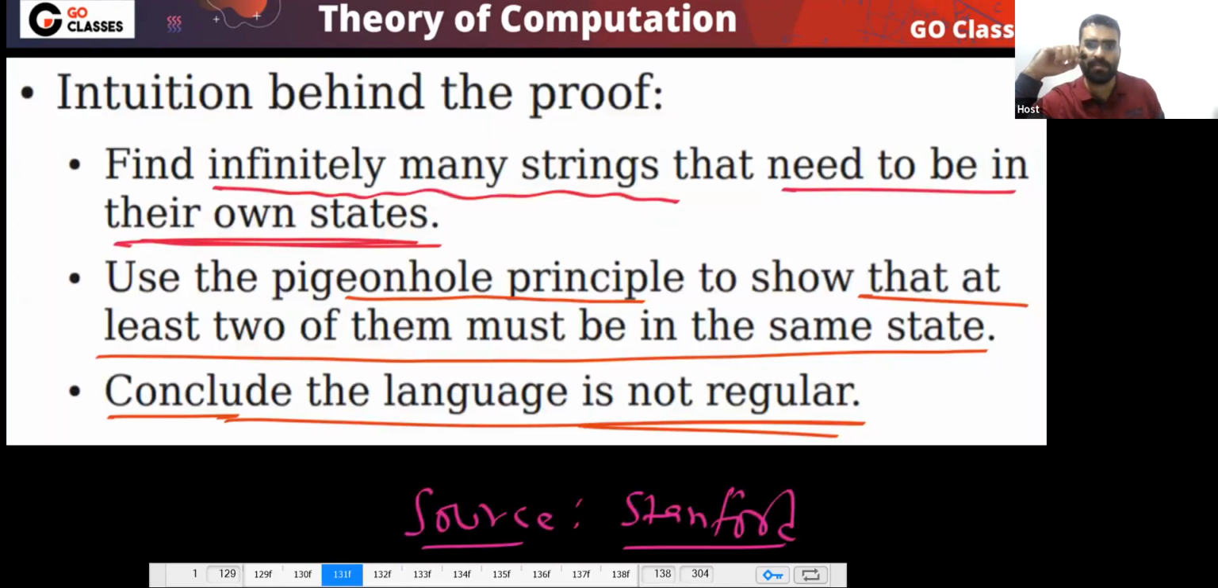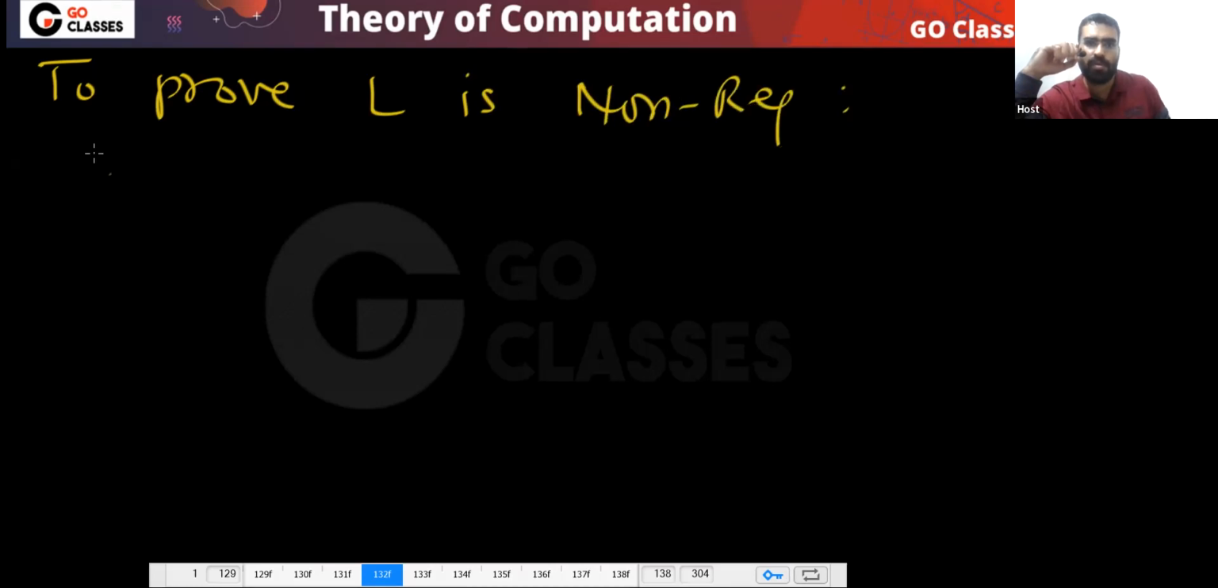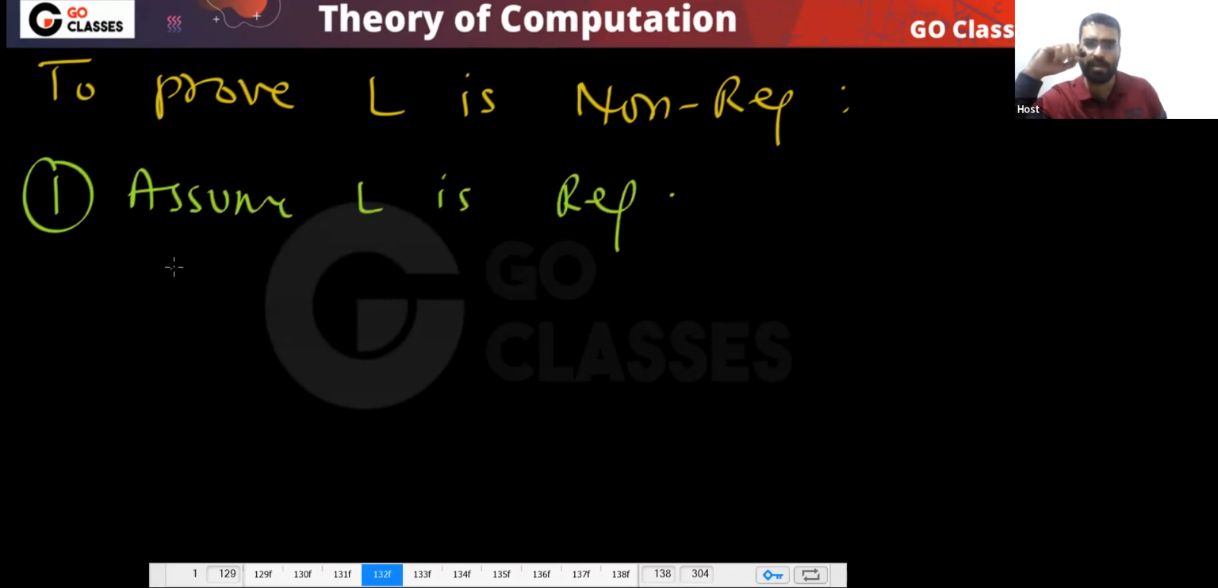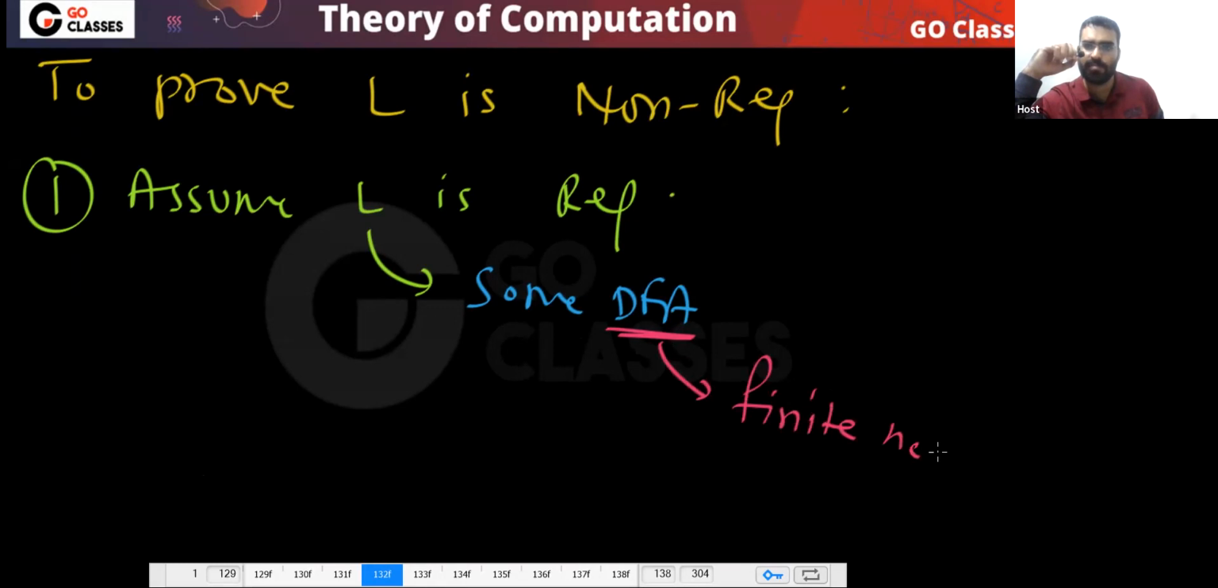Basically, find some. Okay, so this is the template to prove L is non-regular. So what will you do? First, assume L is regular. Okay, it means there is some DFA. And whatever DFA you have, it must have a finite number of states.